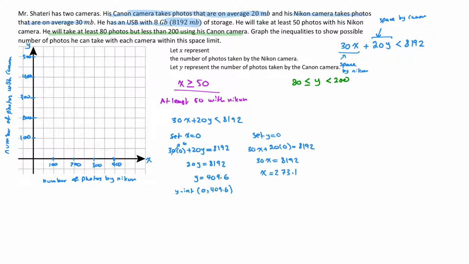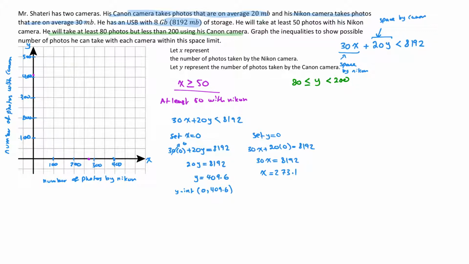So I know that my x-intercept is approximately 273, so that's somewhere here, and I can label that, but I'll just label the line later. And 409.6, which is approximately 410 down here.